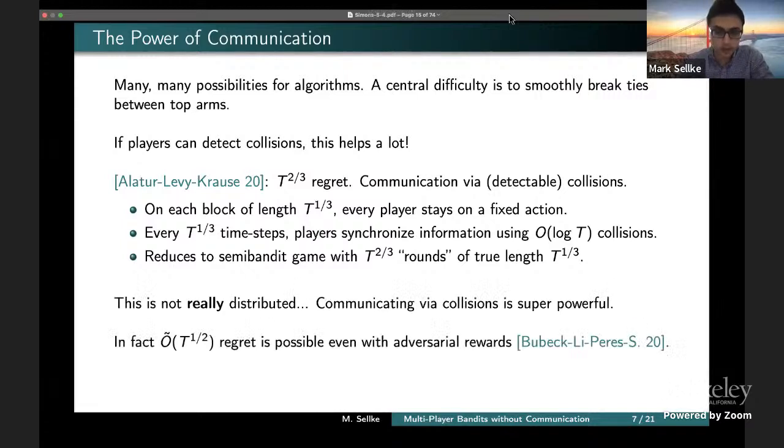Okay, but this isn't really a distributed algorithm. I mean, somehow the communication via collisions is maybe too powerful. Is there a question?